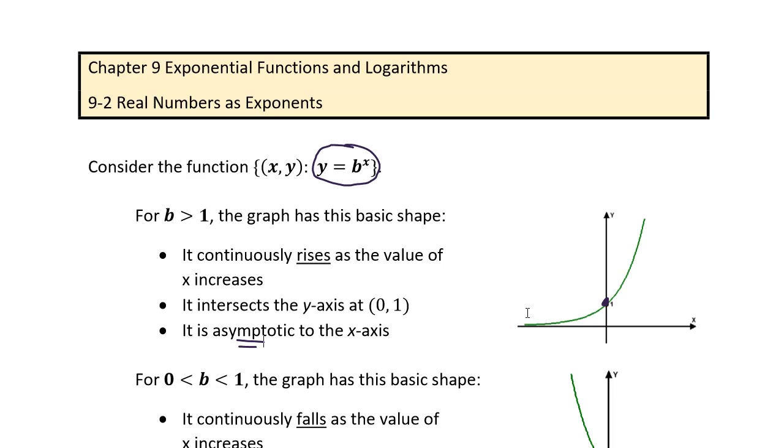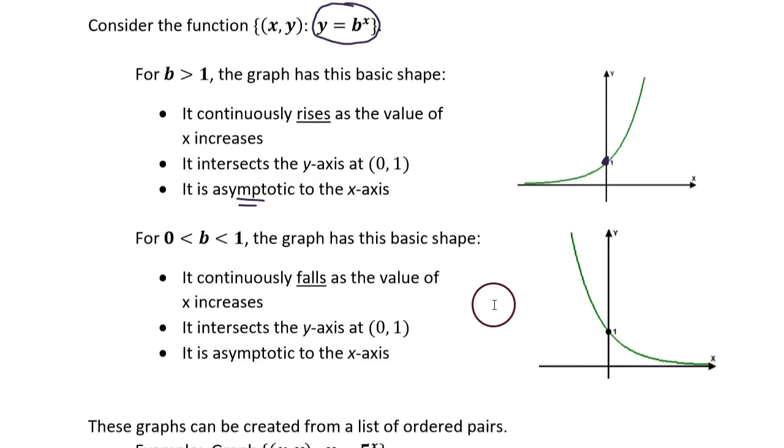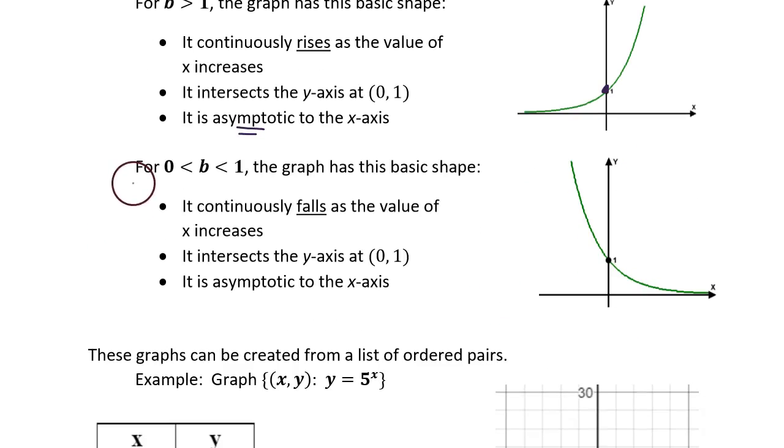Now, what would this look like if the base was a number that was between 0 and 1, meaning some kind of fraction? This time, the graph falls as x increases. So as you travel to the right, notice it's going downwards. The y-intercept is still 0, 1, and the x-axis is still an asymptote to the curve. As you move to the right, this end gets closer and closer to the x-axis, but never actually touches it.